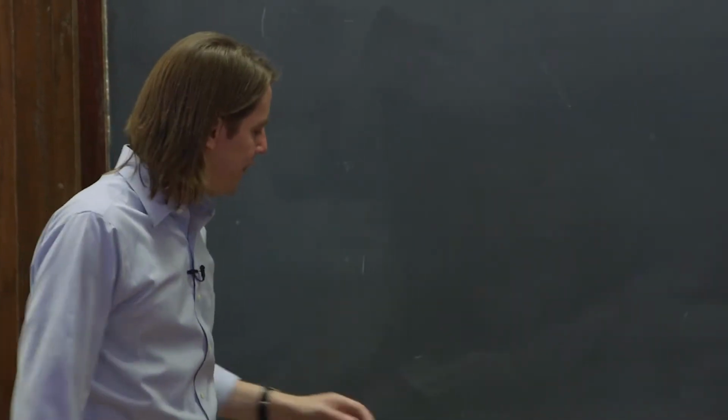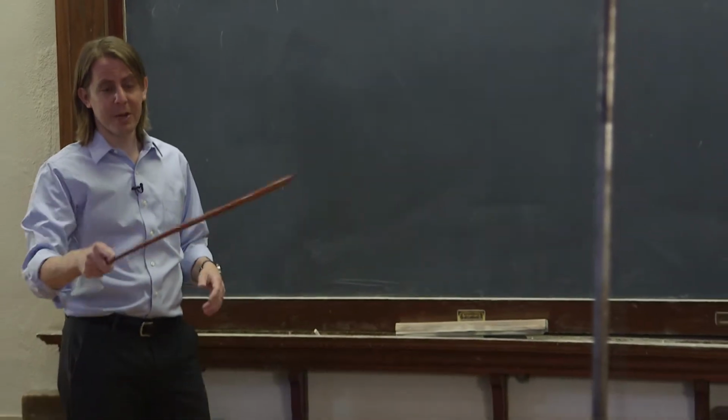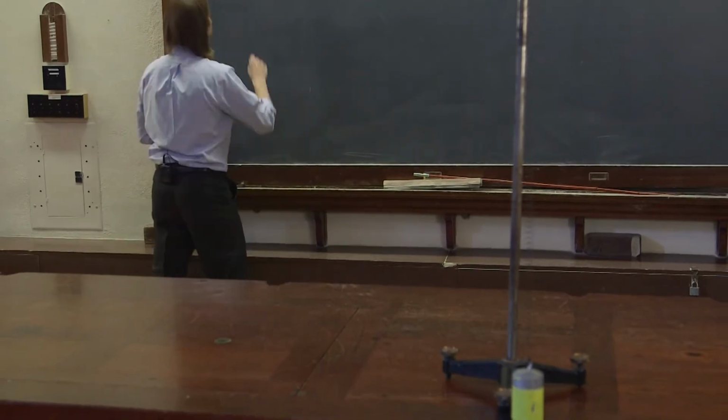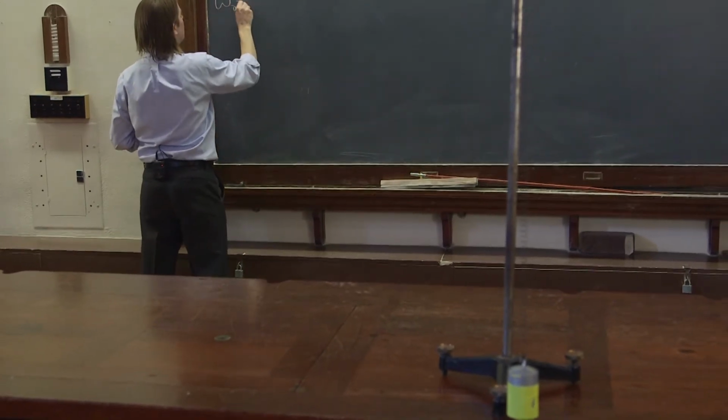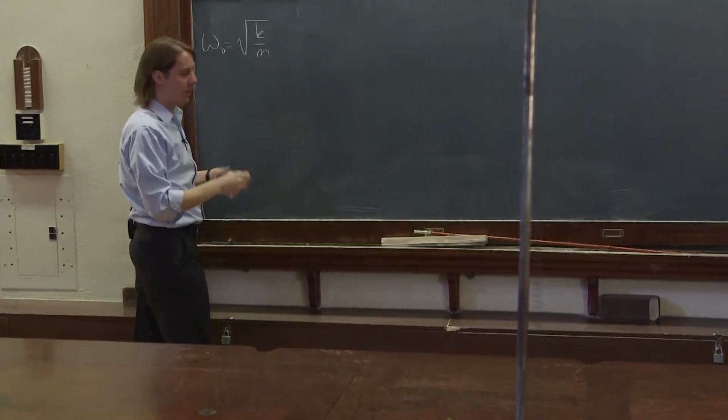Okay, so let's now confirm that omega naught really is the square root of k over m. So here we have our mass on a spring, and according to the equation of motion, omega naught should be the square root of k over m. So we need those values.